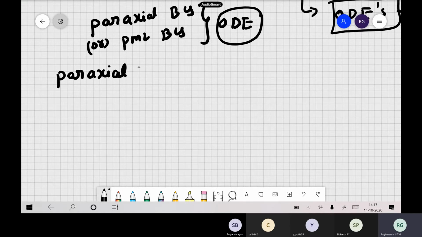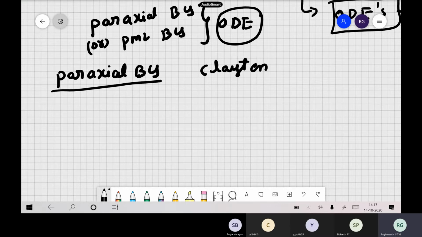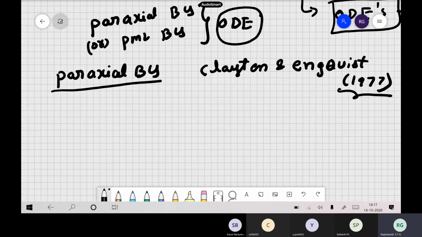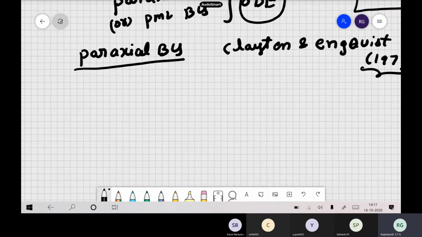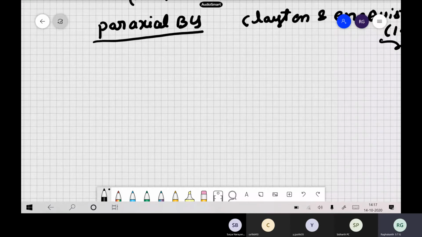This was a very old approach, and it was derived by Clayton, a professor at Caltech. This was his PhD thesis, maybe, and he published it in 1977, a paper in BSSA. The paper is available online, so you can download it. It is a very, very important paper which started the paraxial boundary conditions. What they define is like this example.